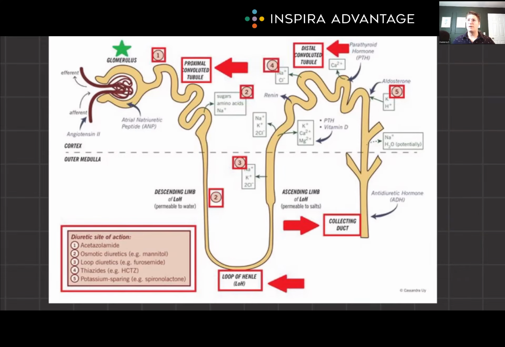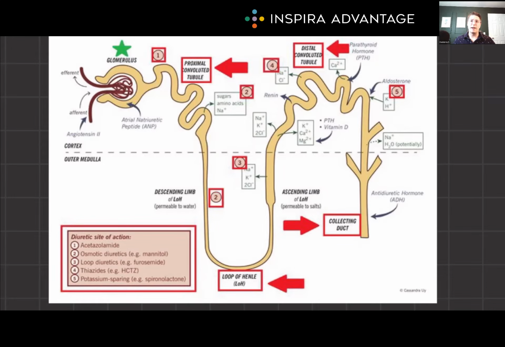ADH is also known as vasopressin, and the MCAT is going to expect you to know both. It's produced in the hypothalamus in the brain and stored in the pituitary gland, also in the brain. It is then released into the bloodstream, where the body needs to increase water absorption in the kidneys, effectively reducing urine volume. This process is crucial in preventing dehydration and maintaining blood pressure.